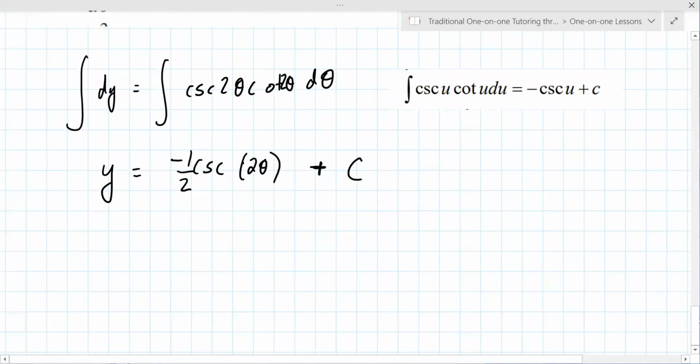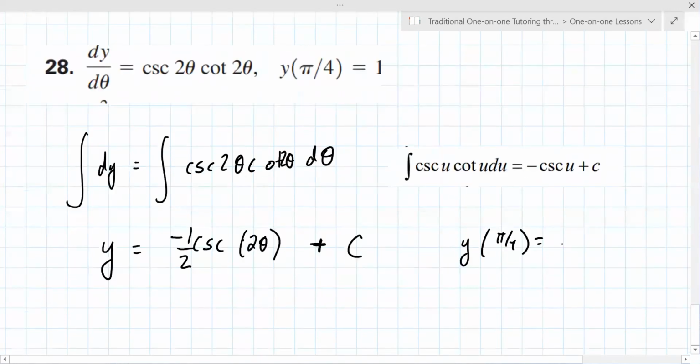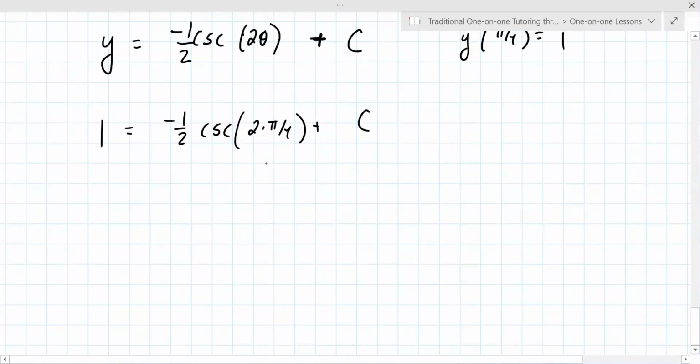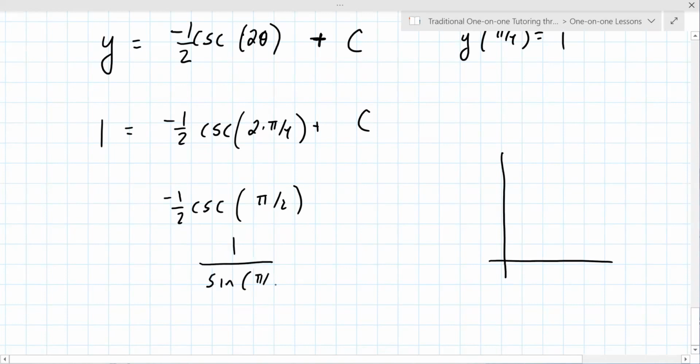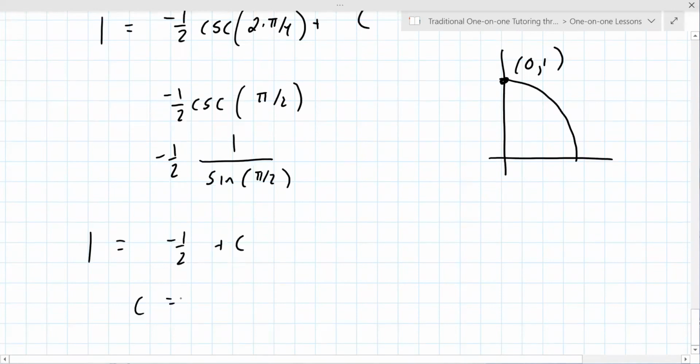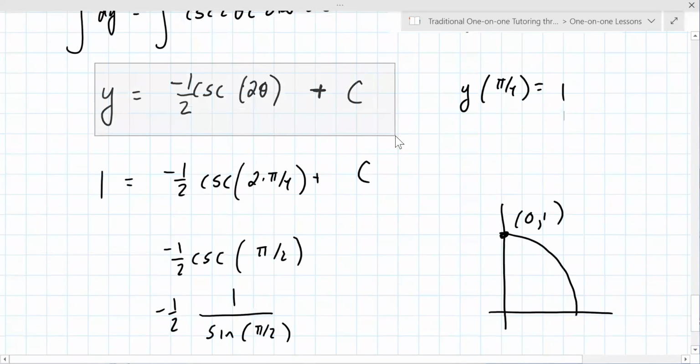So now that we have this part, you have to use your initial value, y of pi over 4 equals, what did it say, 1 or -1? Okay, so that's 1 equals minus 1/2 cosecant of 2 times pi over 4 plus c. How is your unit circle knowledge? I don't know cosecant off the top of my head. Neither do I. Cosecant though is 1 over sine. And sine of pi over 2 is right up here at the top, so the y value there is 1. So it's 1 over 1, so it's 1. And then times 1/2, so you get 1 equals minus 1/2 plus c. C equals 3/2. So you go back and you rewrite this line, but you plug in for c.